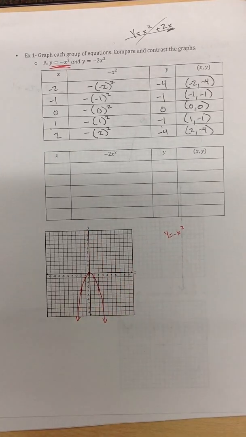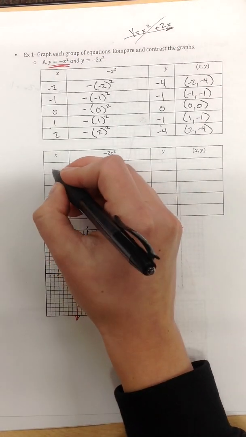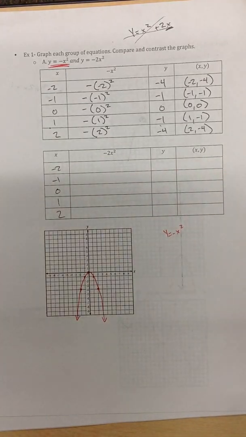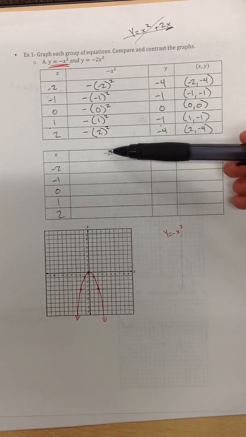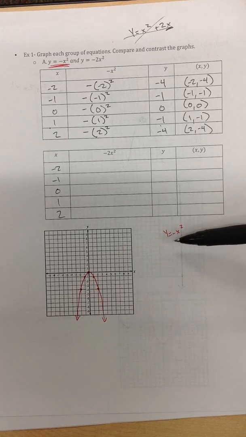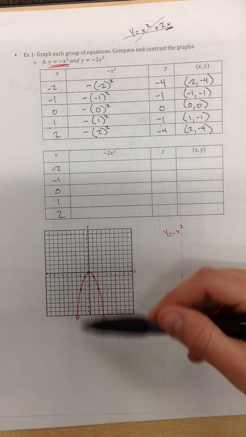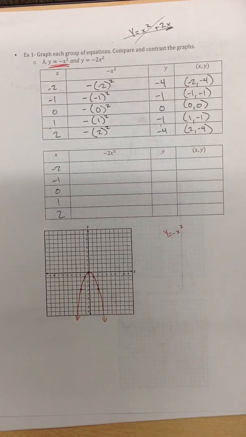Okay, so then my next one here, I'm going to use my same points. So I'm going to go negative 2, negative 1, 0, 1, and 2. And I'm going to do the same thing where I plug in and solve out. Again, since there's a negative in front of our x squared, so this time negative 2, it's still going to be facing downwards because they both have the negative. So it's just going to be a downwards one again, and then we're going to have to compare what else is going on with these.